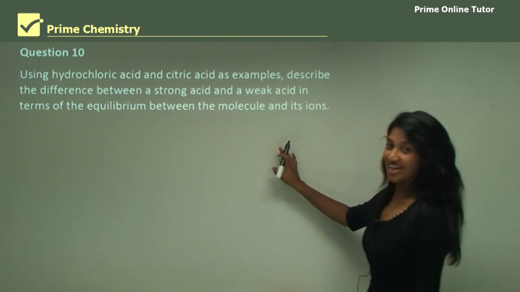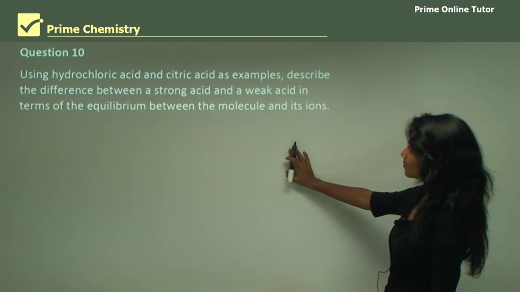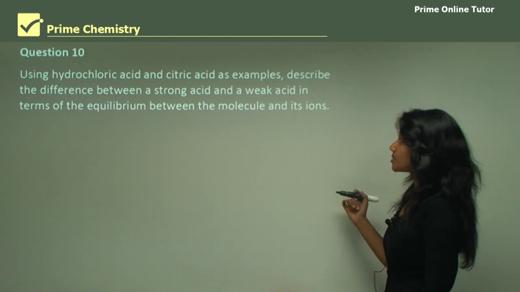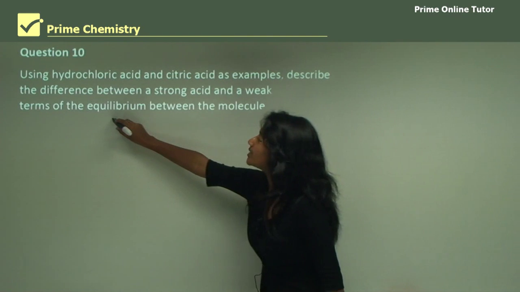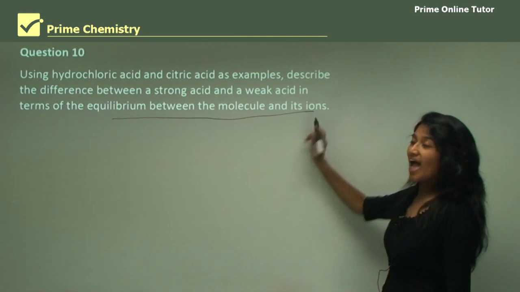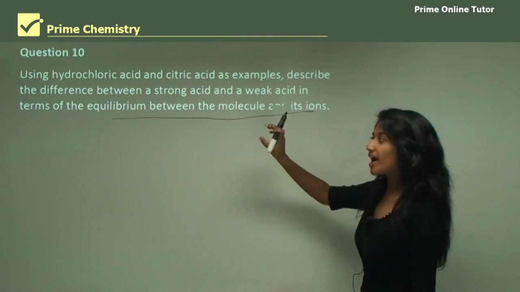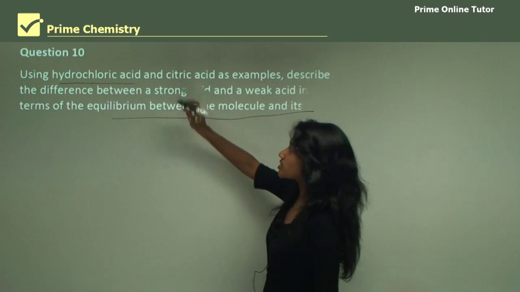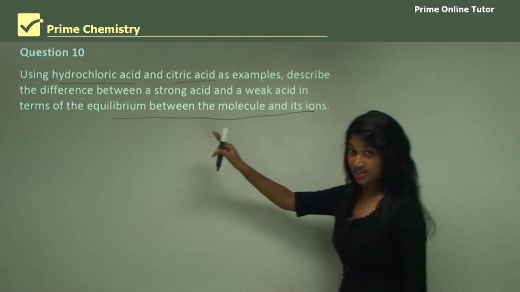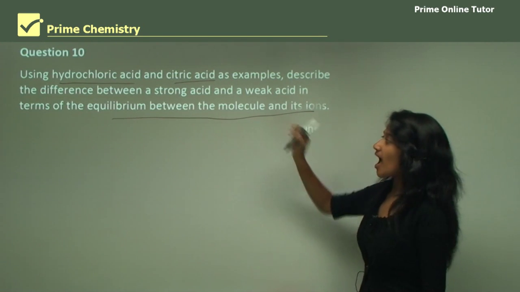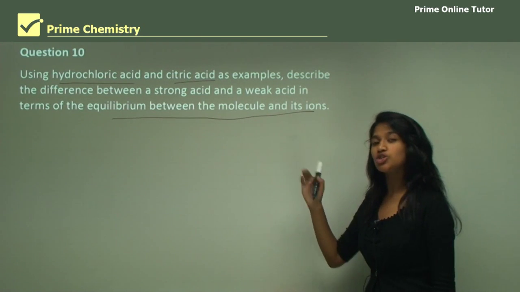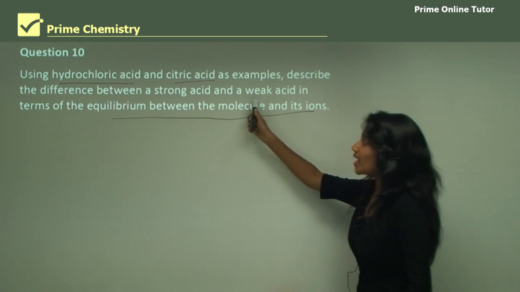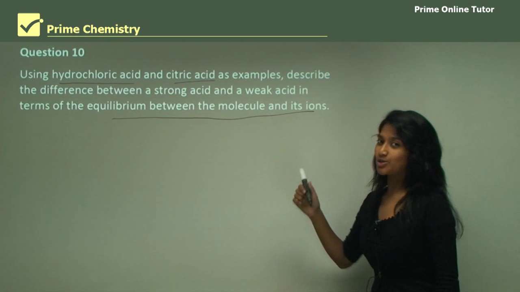Now moving on to question 10. Using hydrochloric acid and citric acid as examples, describe the difference between a strong and a weak acid in terms of equilibrium between the molecule and its ion. So clearly we have to do some specific things in this question. One is to consider these 2 acids. One is hydrochloric acid and one is citric acid. So you should be familiar with these 2 acids and be able to identify which one is a strong and which one is a weak.